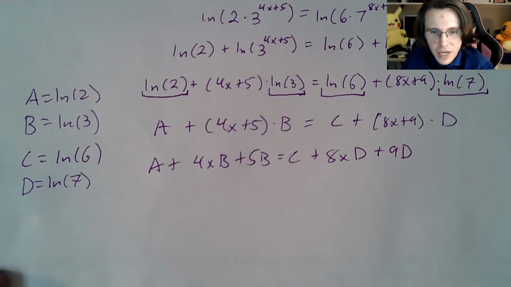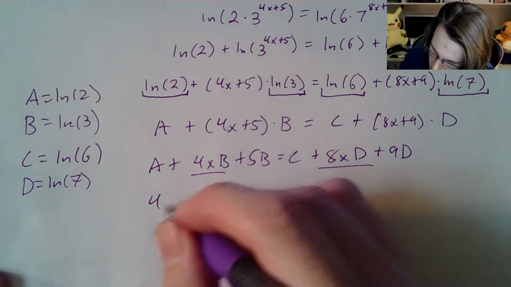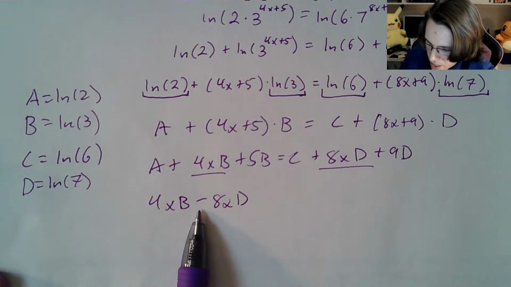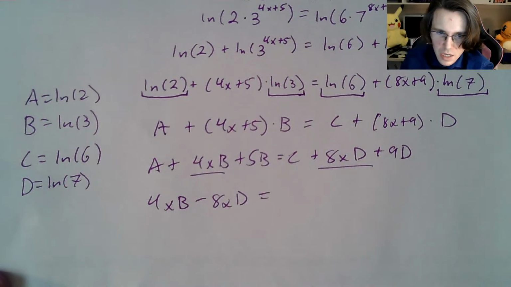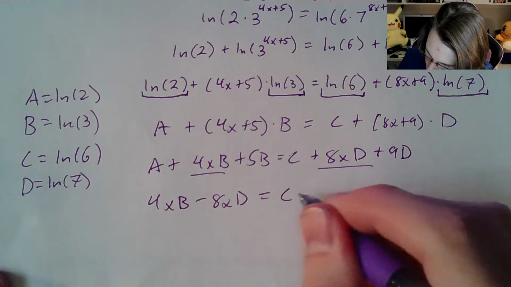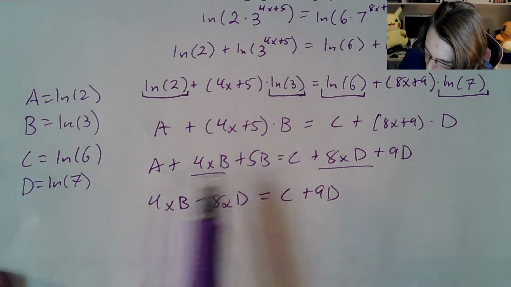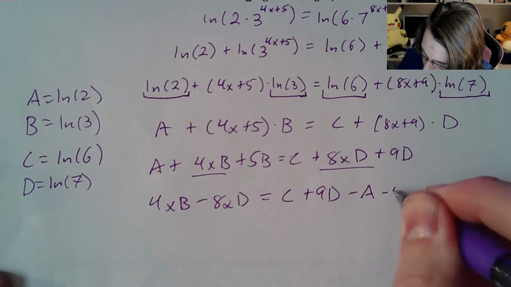And now all the x's to the left, all the not x's to the right. So we have our two things with x's there, 4xB minus 8xD. The reason why it's a minus is because it hopped over the equal sign. So if you hop over that equal sign, it gets the opposite sign there. We have C plus 9D. That's these two that are copied, but we have A and 5B going over to the right-hand side.